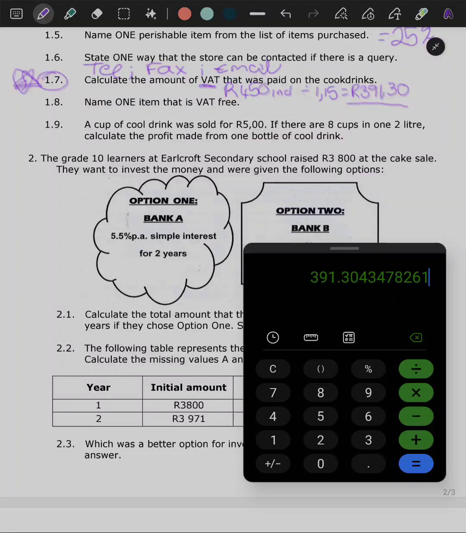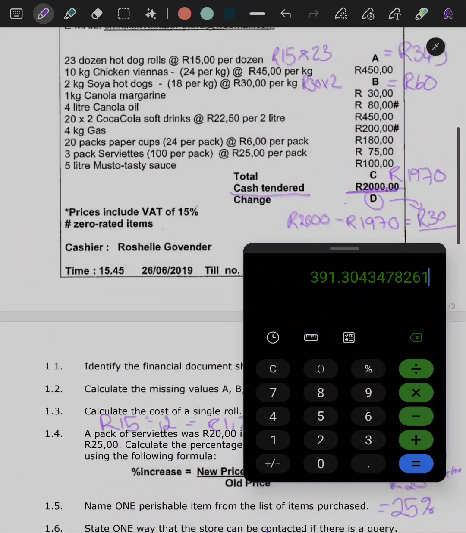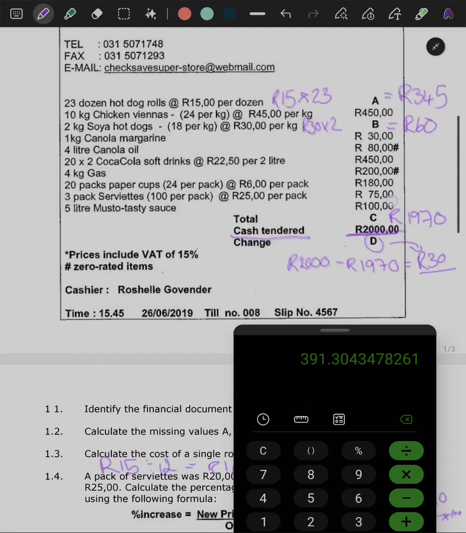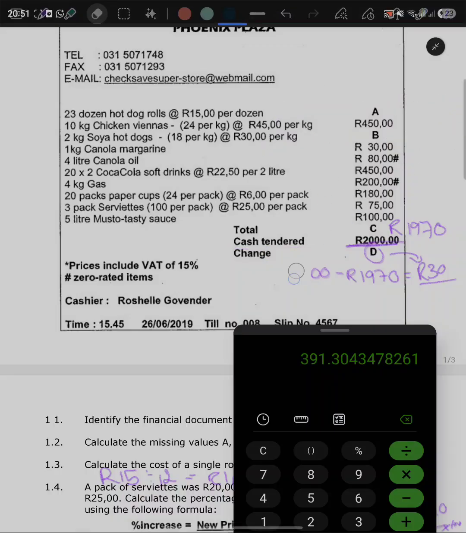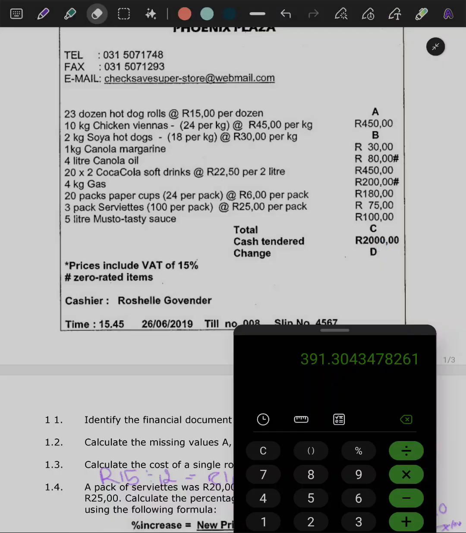1.8 asks you to name one item that is VAT-free. So if we look at our till slip, VAT-free items are always listed in a particular way. There's always something around the prices to indicate what is VAT-free. So let me just clear my till slip of all of this so that we've got a clearer space. So what you want to be doing is looking towards the bottom of your slip for where it tells you how they identify zero-rated items or VAT-free items. And in this case, it's down here. And you can see here that the hashtag is zero-rated. It tells you that over there. So that tells me anything that has a hashtag next to it is VAT-free.